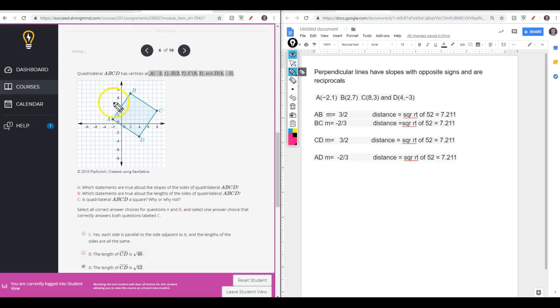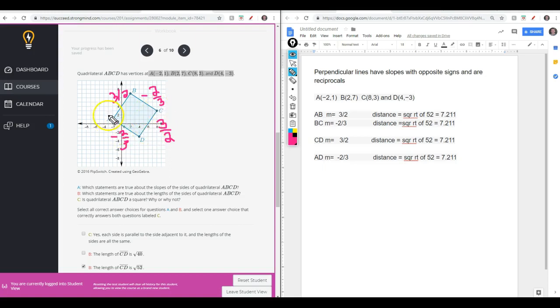We do know that they are perpendicular because the slope of segment AB is 3/2, and the slope of segment BC is the opposite sign and the reciprocal, which is -2/3. The slope of segment CD was 3/2, which is the opposite sign and reciprocal of segment BC. And then segment AD is -2/3, which is the opposite sign and the reciprocal of segment CD's slope.